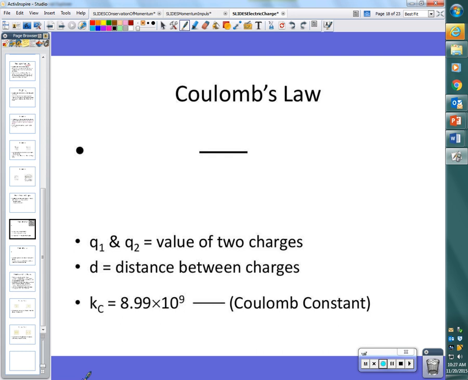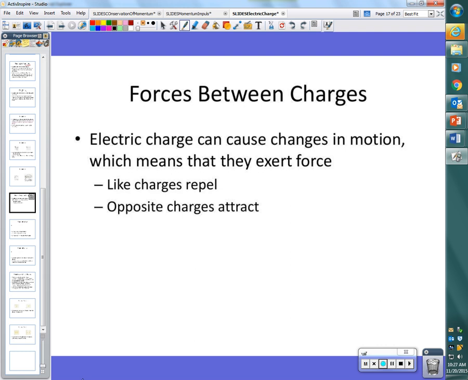That means that charges can apply forces to each other. Forces are what cause objects to change what they're doing. The water stream was falling straight down, but when you brought the rubber rod close to it, it bent. A force is required to do that. Those forces, in this case, come from the charges. They can either repel each other or they can attract each other.